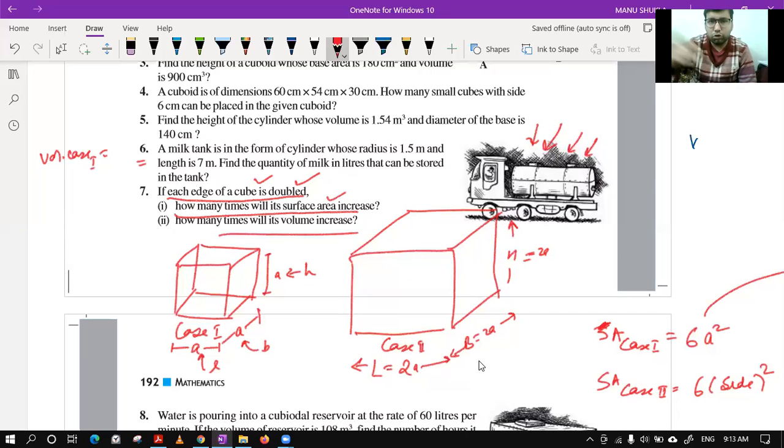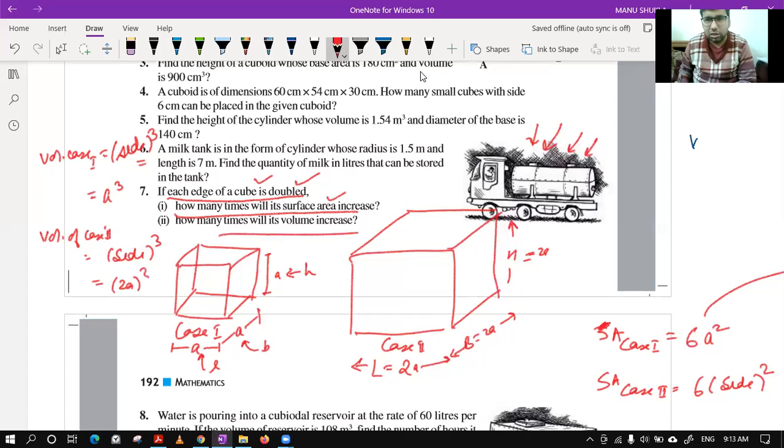Please tell. The volume for case 1 is side cube. Yes, if it is tripled, it will be 6 times. Yes, Ananya, you can try on your own this one. Class, please tell me, the formula of volume is side cube, if I'm not wrong. So that means in the first case, the side is A only, the volume is A cube. In the second case, volume of case 2 is given by again side cube, and now the length of side is 2A. We get the answer as 8A cube.